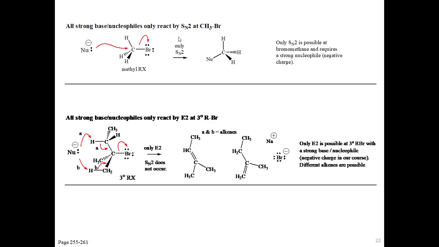Okay, so just absolutes: always do SN2, backside attack, invert the configuration, add a methyl. That's the only reaction we have. If it's neutral, there's no result, no reaction. All strong base nucleophiles only react by E2 at tertiary centers. So there is no SN2 here, only E2.